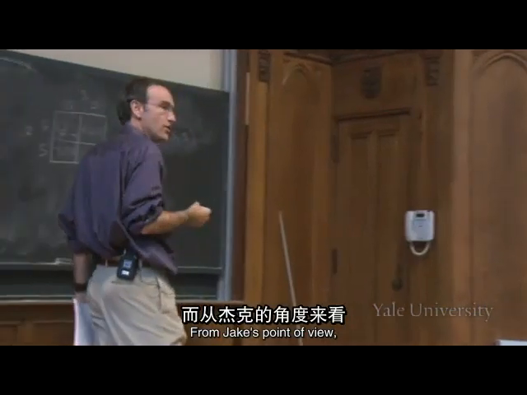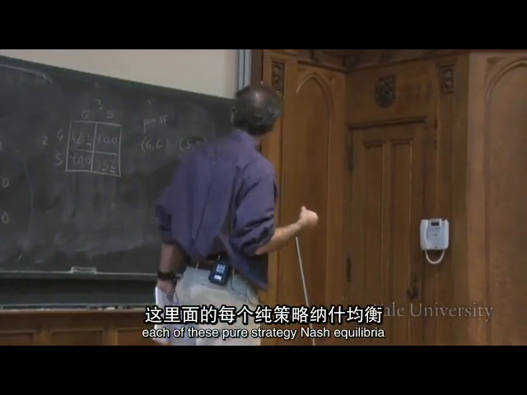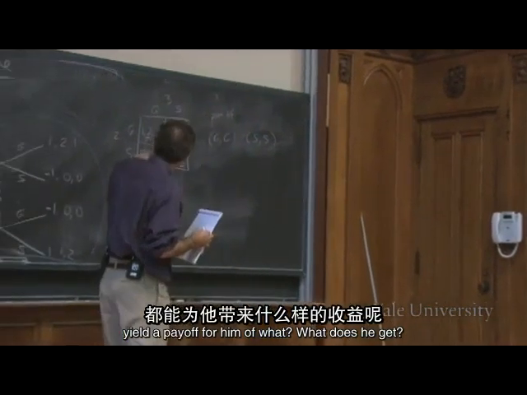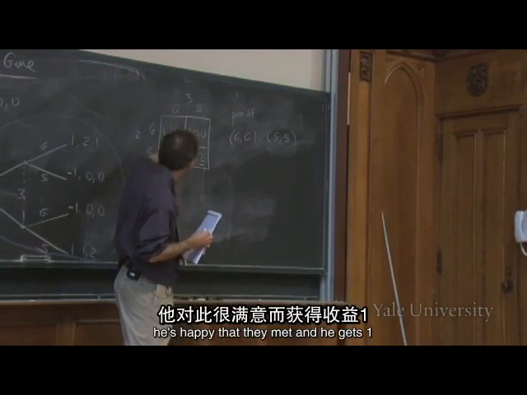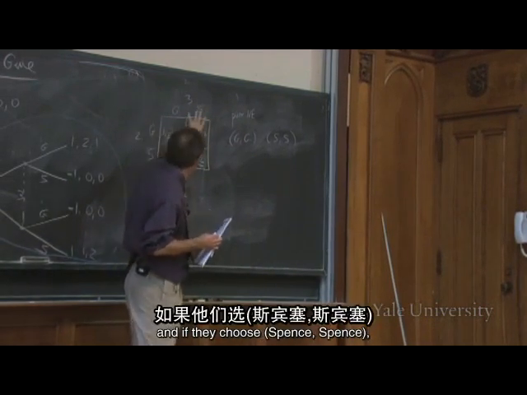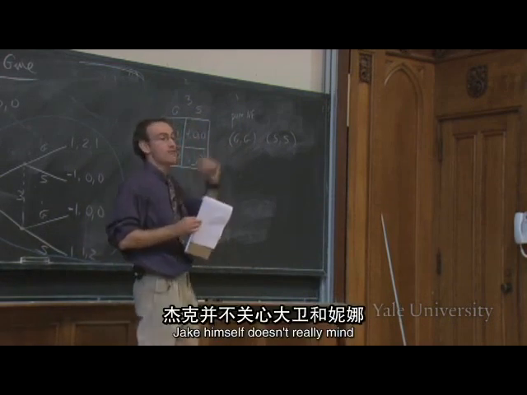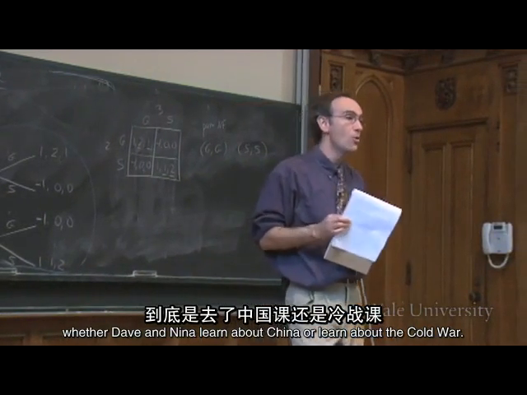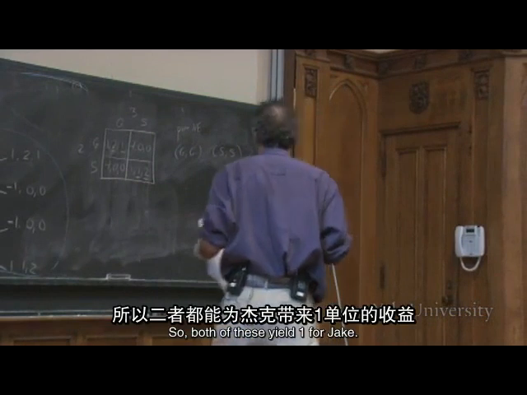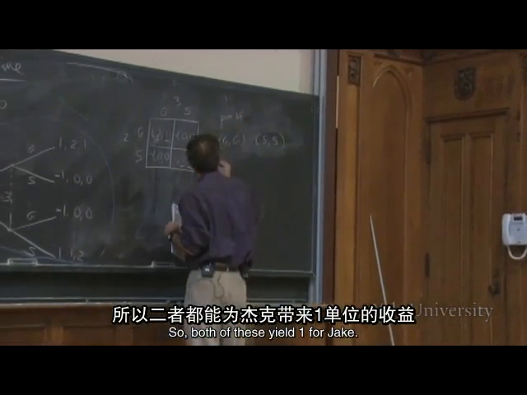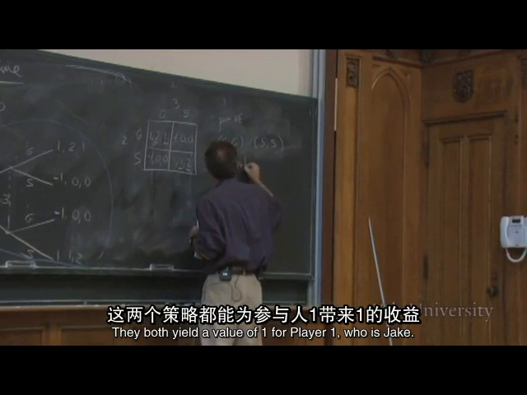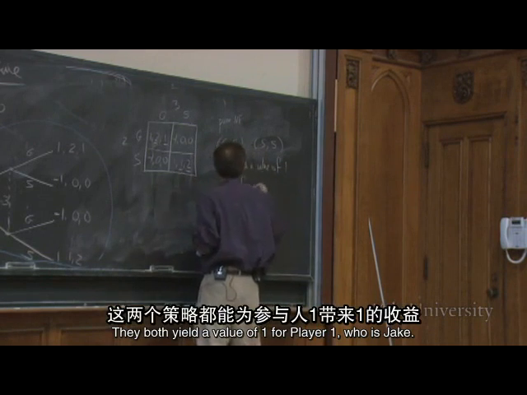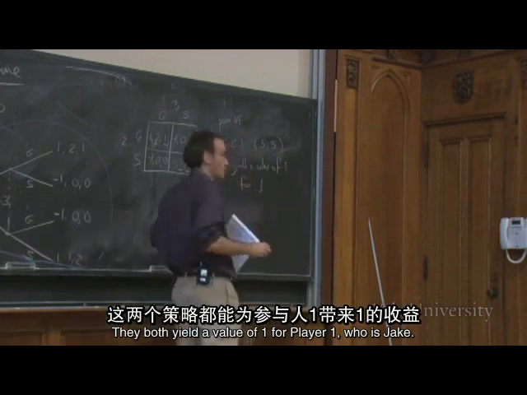From Jake's point of view, each of these pure strategy Nash equilibria yields a payoff for him of what? What does he get? If they go to Gaddis, Gaddis, he's happy that they met and he gets 1. And if they choose Spence, Spence, he's happy that they met and he gets 1. Jake himself doesn't really mind whether Dave and Nina learn about China or learn about the Cold War. He just wants them to meet. So both of these yield a value of 1 for player 1, who's Jake.